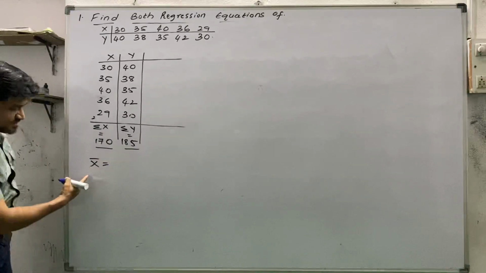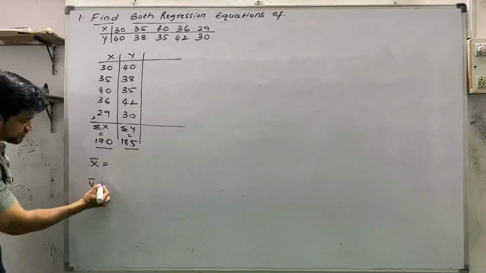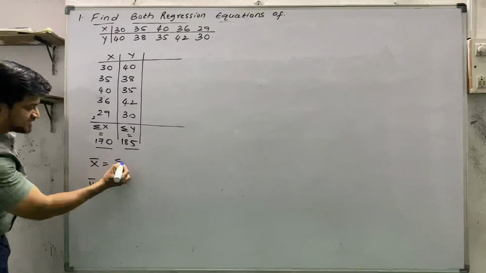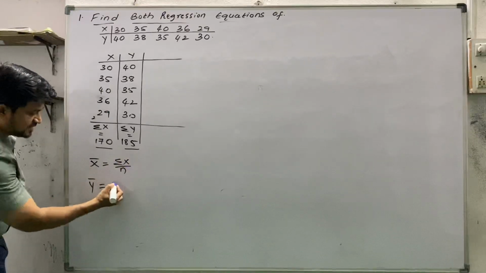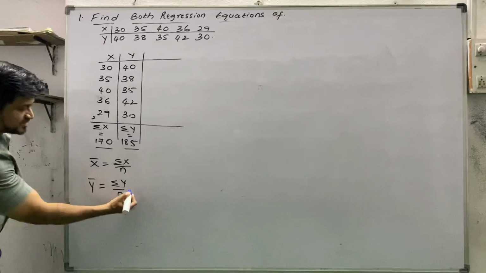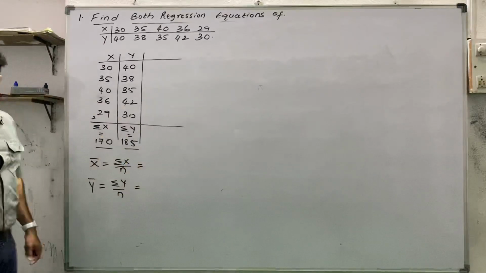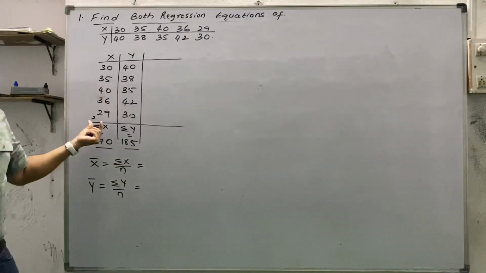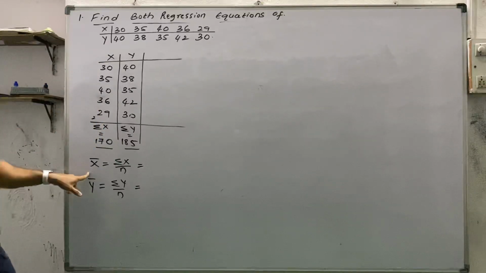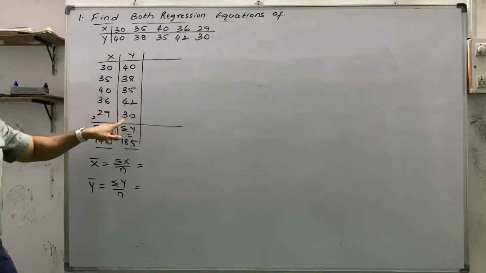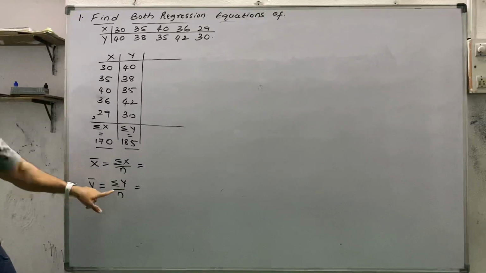X bar denotes the mean of x. Then we have to find the mean of y. Mean of x is sigma x divided by n, and mean of y is sigma y divided by n. As we have done in semester 3, how to find the mean of an individual series. This is an individual series, find the mean of it. Then for the second variable y, again we have to find y bar, that is the mean of y.